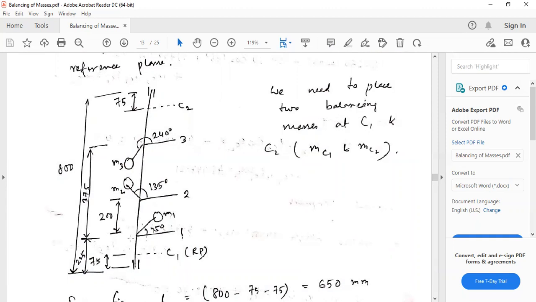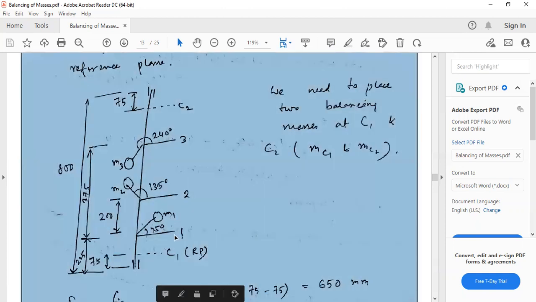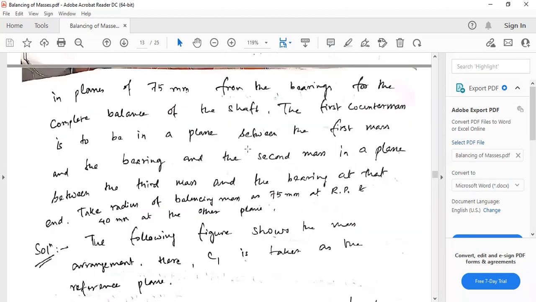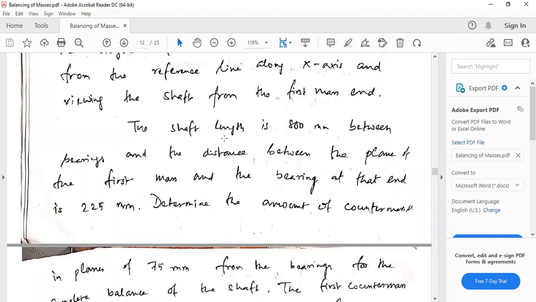These are the distances between the planes. The plane of the first mass, the plane of the second mass, and the plane of the third mass are all parallel to each other, and the distances between the planes are given. Now let's read the question further. The shaft length is 800 mm between bearings, and the distance between the plane of the first mass and the bearing at that end is 225 millimeter.